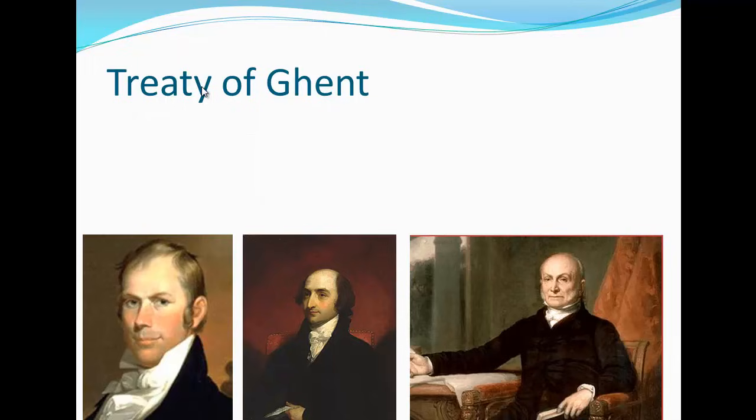The Treaty of Ghent is the treaty that ended the war. Some of the commissioners were Henry Clay, who also helped start the war. He helped end the war. Secretary of Treasury Albert Gallatin, and John Quincy Adams. So very high-profile U.S. diplomats went to what is present-day Belgium to negotiate the end of this treaty. It was signed on December 24th, 1814, again 2 weeks before the Battle of New Orleans.